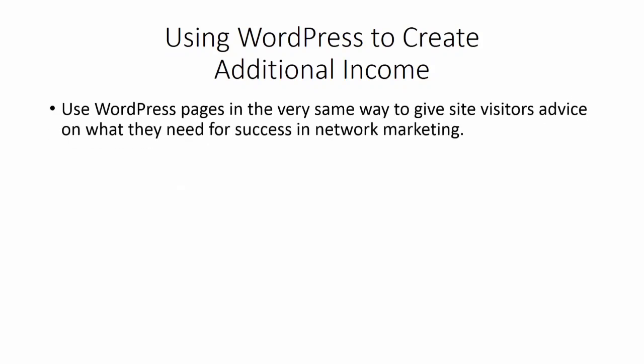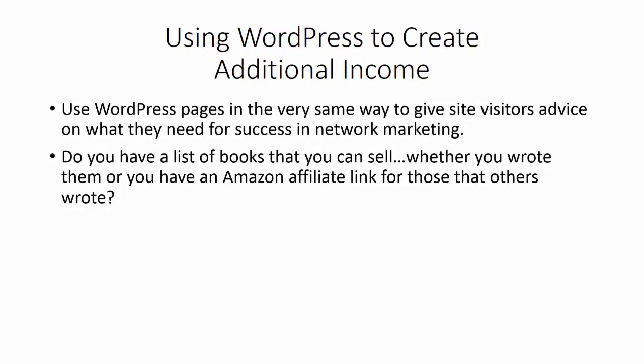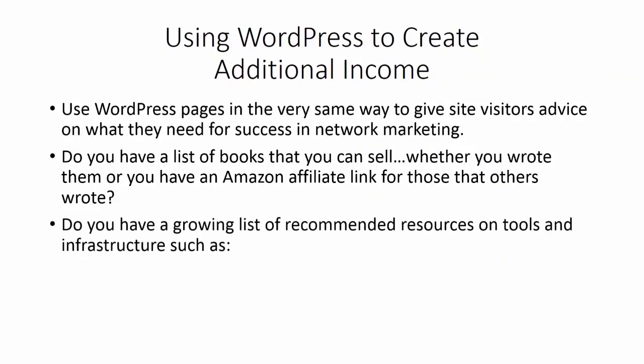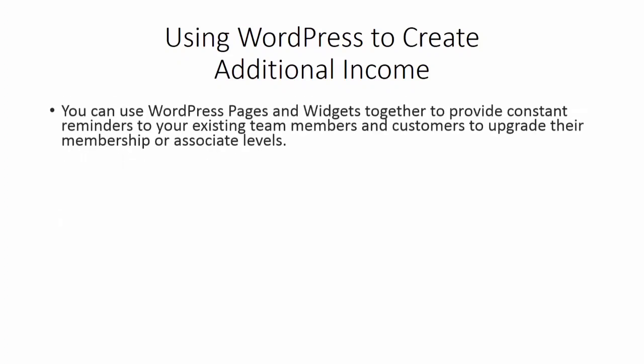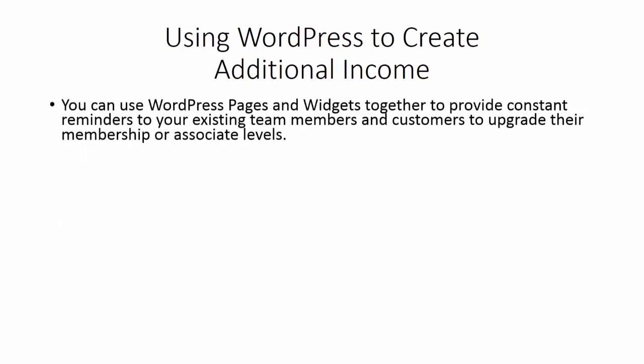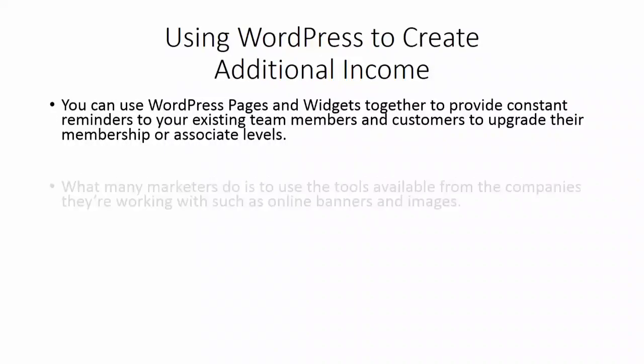Use WordPress pages in the very same way to give site visitors advice on what they need for success in network marketing. Do you have a list of books you can sell, whether or not you wrote them, or you have an Amazon affiliate link for those that others wrote? Do you have a growing list of recommended resources on tools and infrastructure such as autoresponders, domains, hosting? You can use WordPress pages and widgets together to provide constant reminders to your existing team members and customers to upgrade their membership and associate levels.